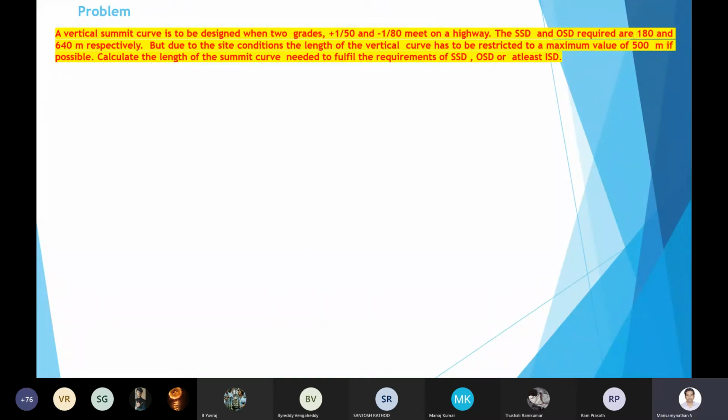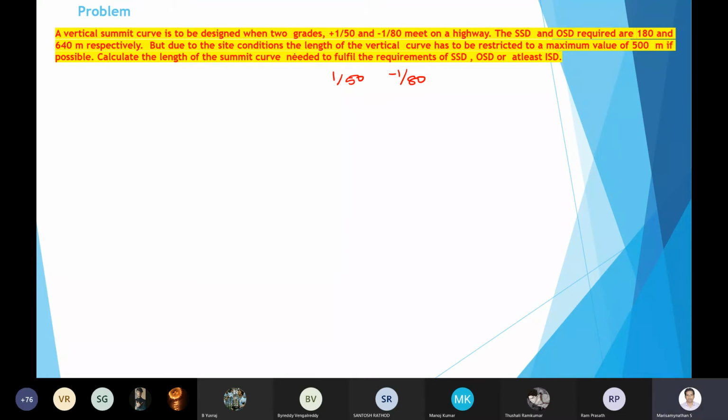So in continuation of the same problem, the same pattern, the simple one: a vertical summit curve is designed when the two grades are given as 1 in 50 and minus 1 in 80 on the highway. The SSD and OSD required are 180 and 640 meter respectively.